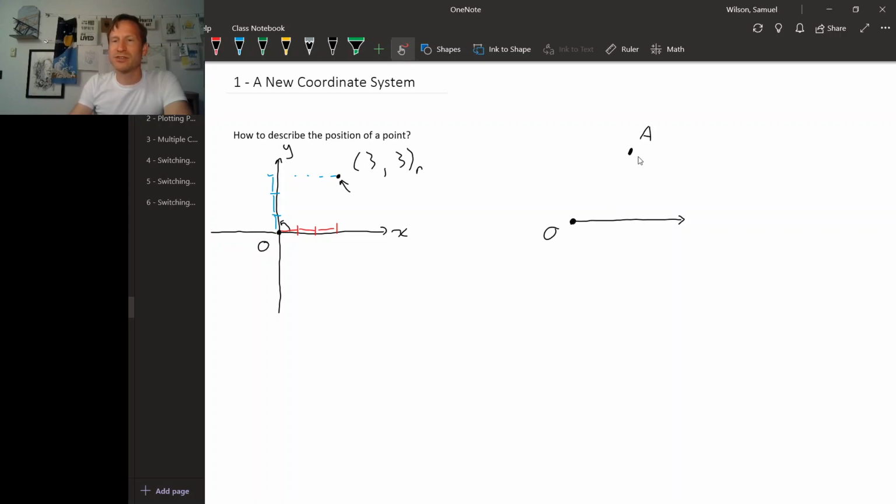Another natural way to describe the position of A is to just say how far it is from the origin. Let's call that number r. And then to describe the angle that you would make with your axis down here. And let's call that number theta, because it's an angle. So this point A would be r, theta. And this way of describing the position of a point in the plane is called polar coordinates.